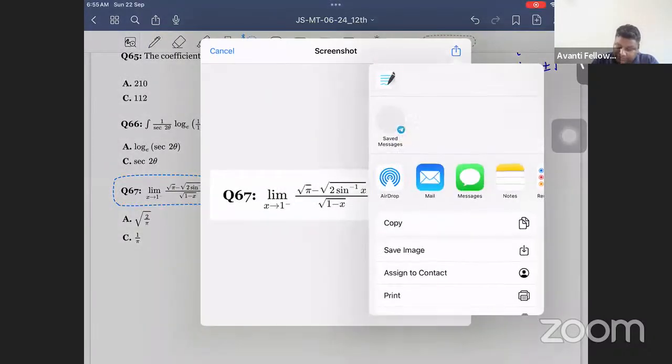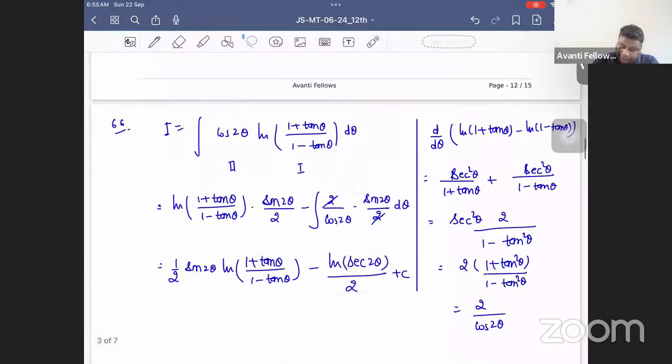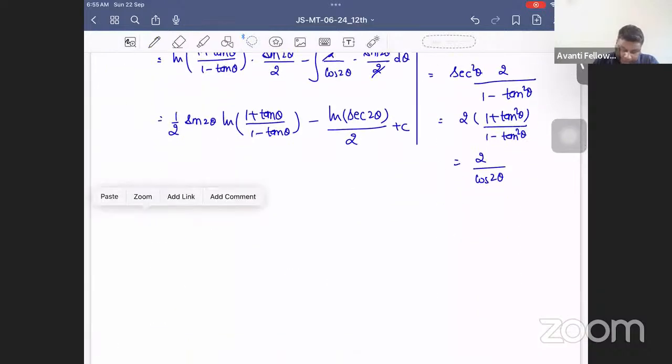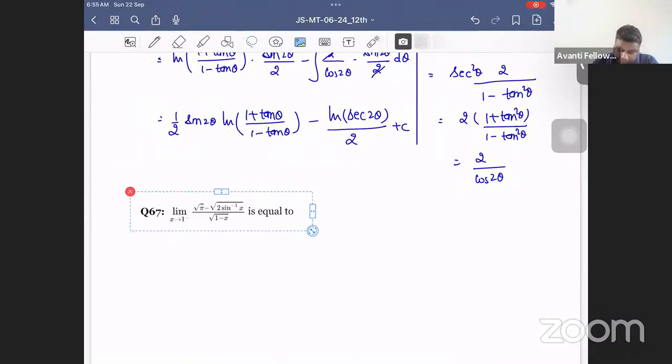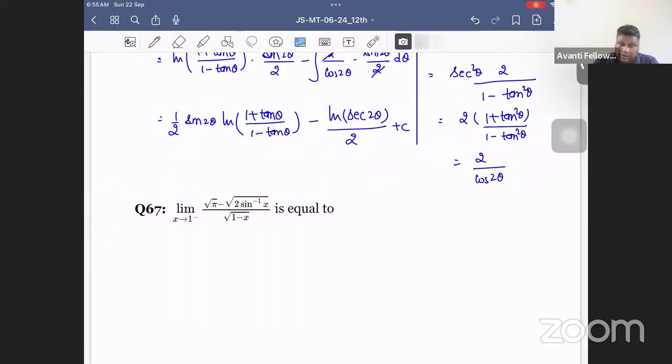Let's do it. Limit x approaches 1 minus. 1 minus means you are slightly less than 1, because the function used here is sine inverse x, so you cannot go to 1 plus. It is not in the domain of sine inverse x.